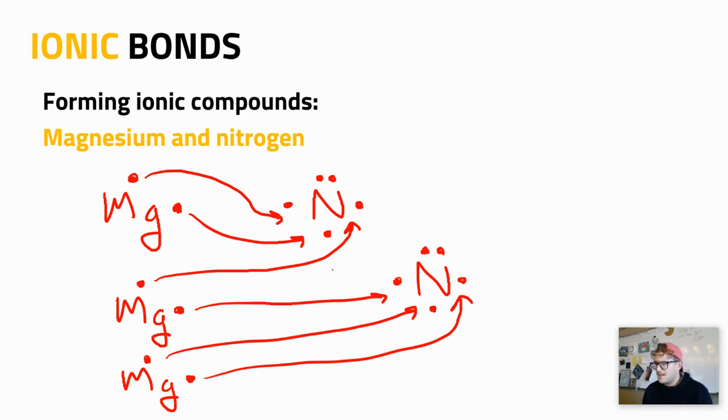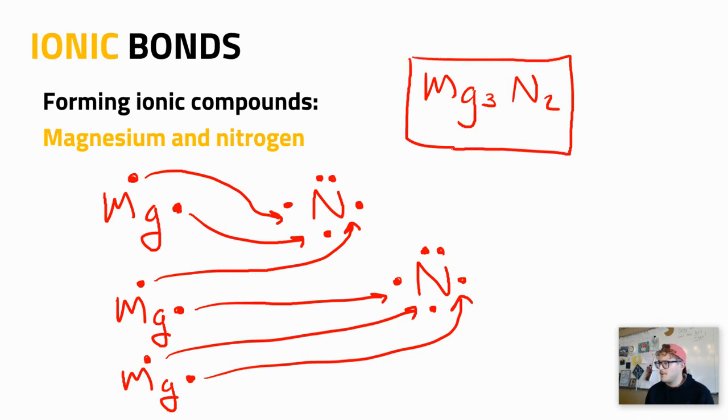So how many did I need of each to make this work? Well, I needed 3 magnesium, so it'd be Mg3, and I needed 2 nitrogen, so Mg3N2. That one's kind of tough, but it still worked out either way. It doesn't really get more tough than that, but that does happen sometimes. So it was Mg3N2. All right, fair enough.